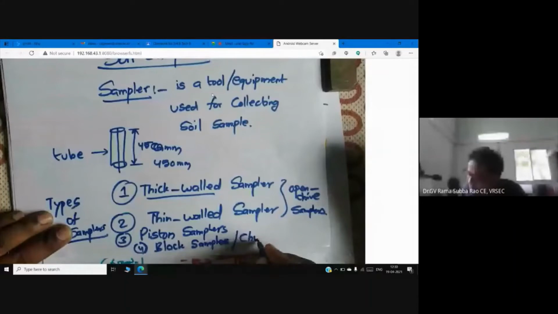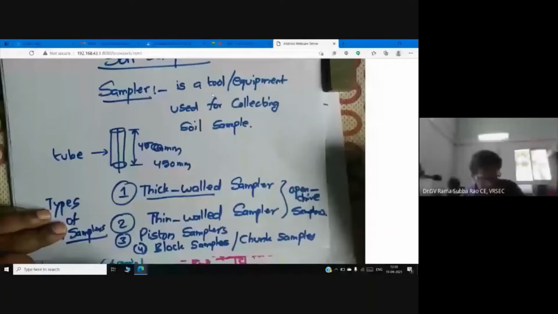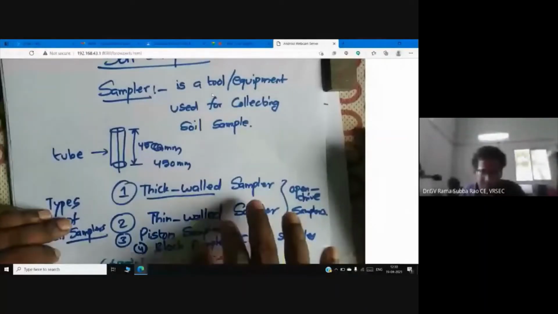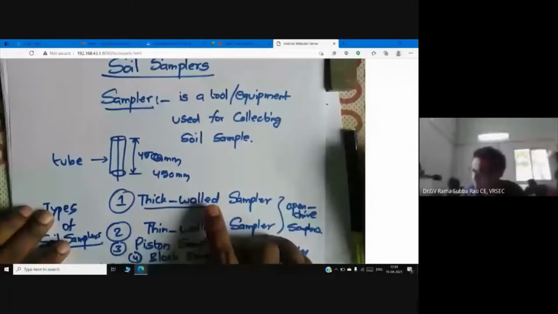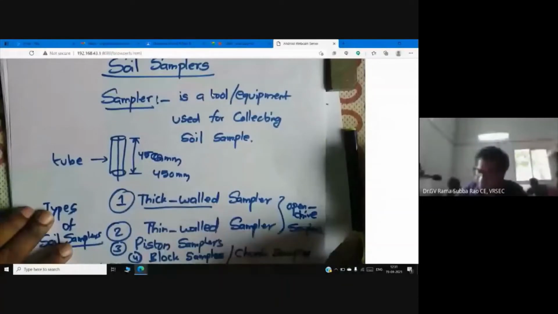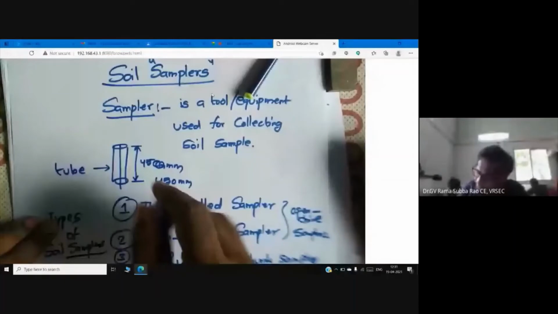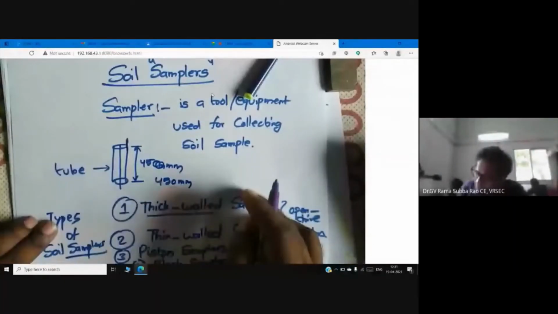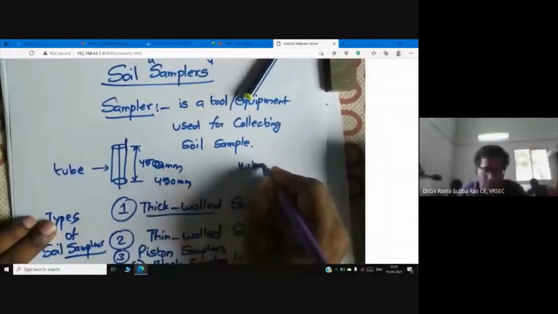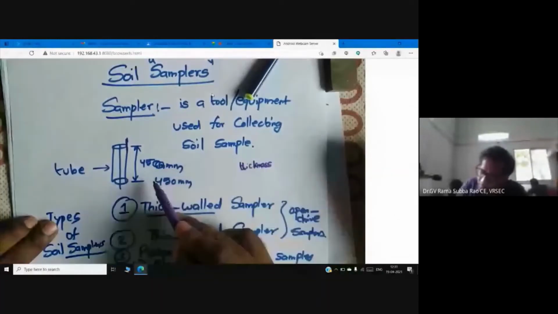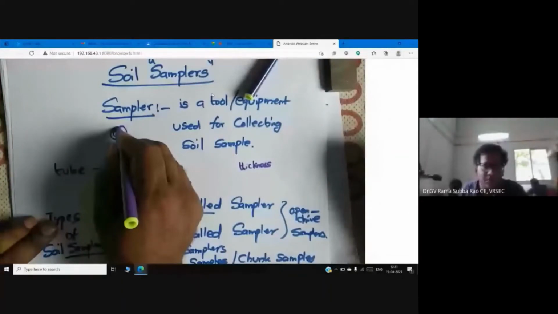Okay, now thick wall. What do you mean by thick wall? Someone can ask me, what do you mean by thick wall? See, before I turn the page, what I would like to tell you, if you increase the thickness of the sampler, here you see how to get thickness. Thickness of the sampler is usually, they are hollow. Actually, they are hollow sections. They are just cylindrical tubes, cylindrical pipes.